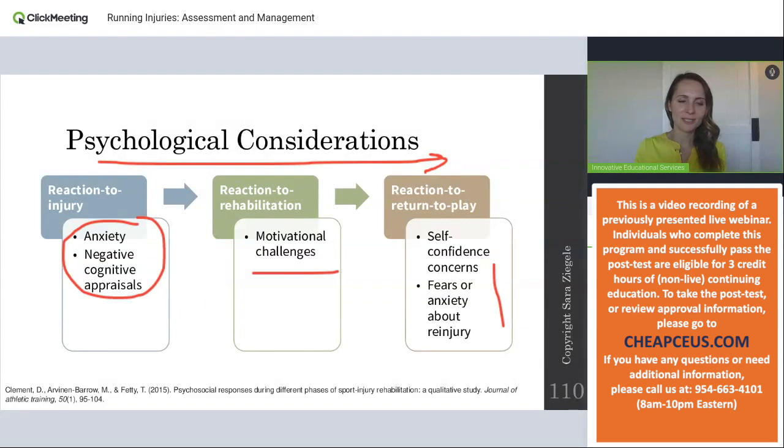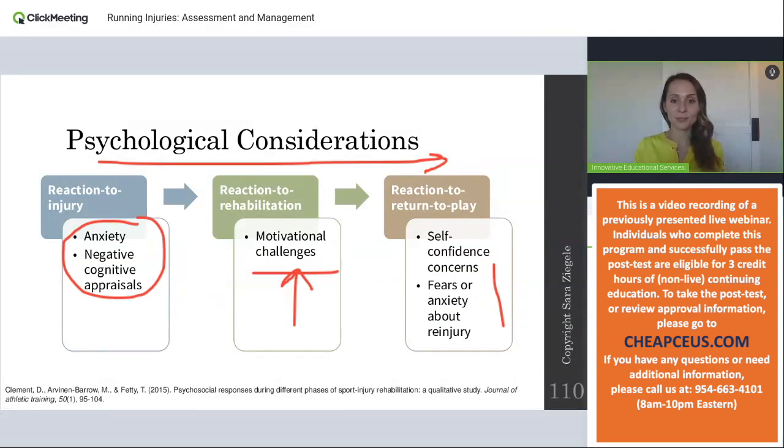What does this mean for a lot of factors? Also, some negative cognitive appraisals, things like what did I miss? What did I do wrong? Thinking about the blame aspect of it. Then in the rehab phase, sometimes people can have motivational challenges when people aren't working towards the actual activity that they're motivated for. It can be hard to keep going. So if I'm not doing my race, what's the point? That's kind of the overall vibe.